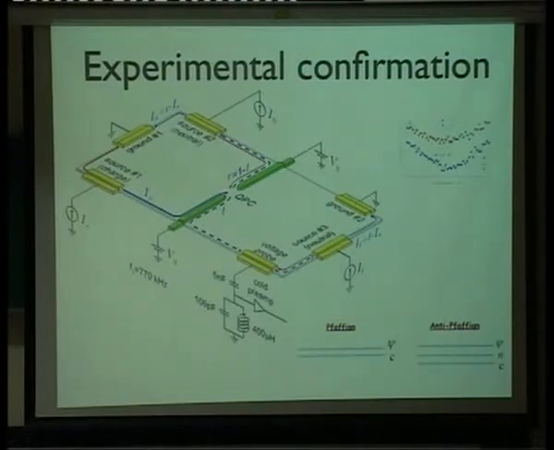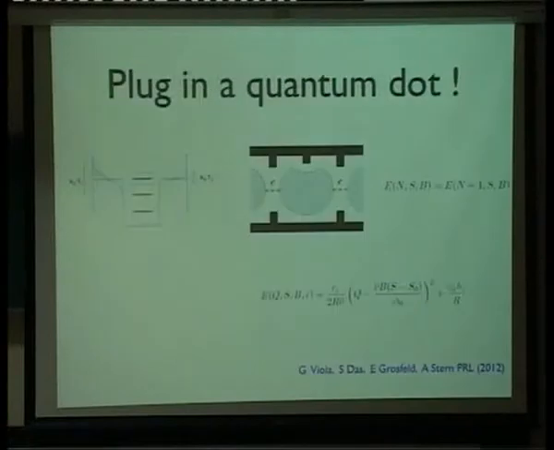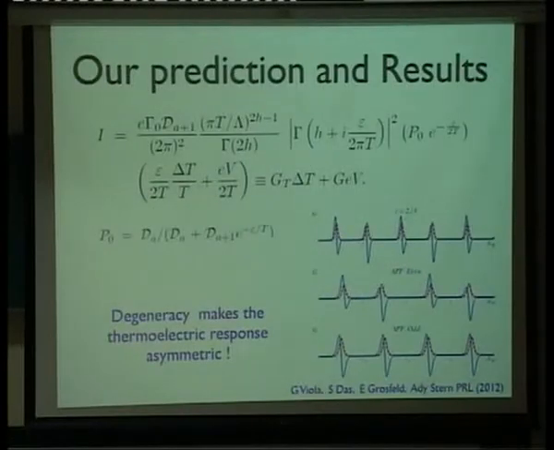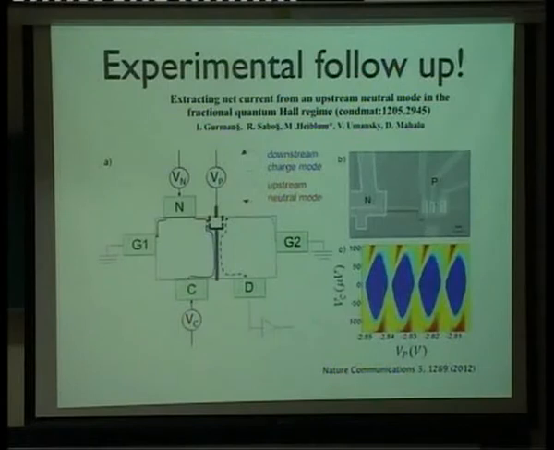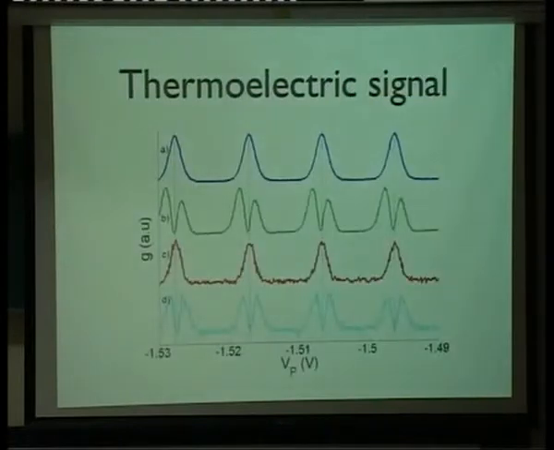So that's what you do. You plug in a quantum dot, and then you repeat this whole experiment, and what you expect is to see some current response, and that's precisely what they see. So let me skip all the details of our calculation and show you what they see. This is the current response of the device. There's a nice peak here.